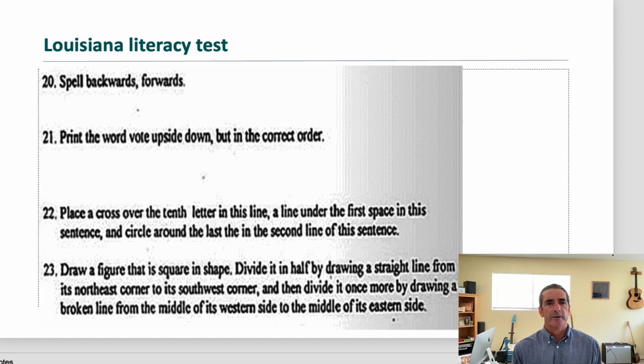This number 23: draw a figure that is square in shape. Divide it in half by drawing a straight line from its northeast corner to its southwest corner, and then divide it once more by drawing a broken line from the middle of its west. What is that about? What's the point of that? How does answering this question say anything about one's preparation or ability to vote? I mean, it doesn't, obviously.